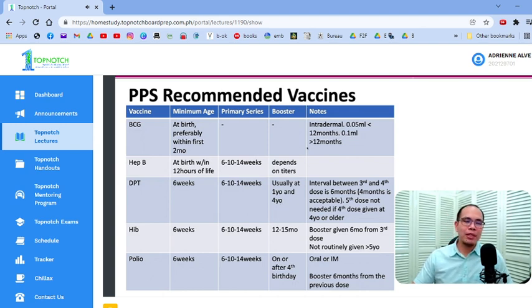Okay? So again, we will discuss this in detail dahil this is for your clinical practice. So BCG is given at birth preferably within the first 2 months. Okay? Please remember the dose. Okay? It's 0.05 for less than 12 months. Pag more than 1 year old na yan, 1 year old na yan, 0.1 ml.